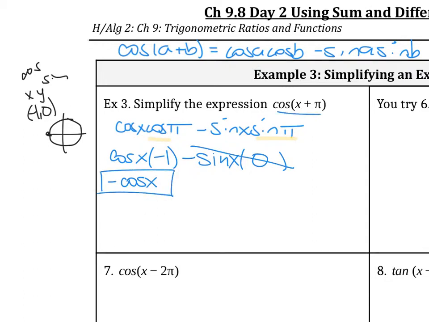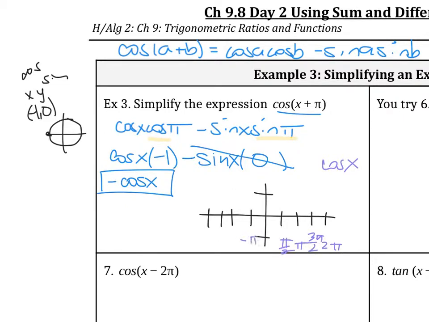Now let me just graph this so you can see how this is related. Let's graph cosine of x first, with 2 pi, pi over 2, 3 pi over 2, negative pi over 2, and negative pi. Cosine always starts at 1, or the amplitude, then down, down, down, up, up. So here is cosine of x.